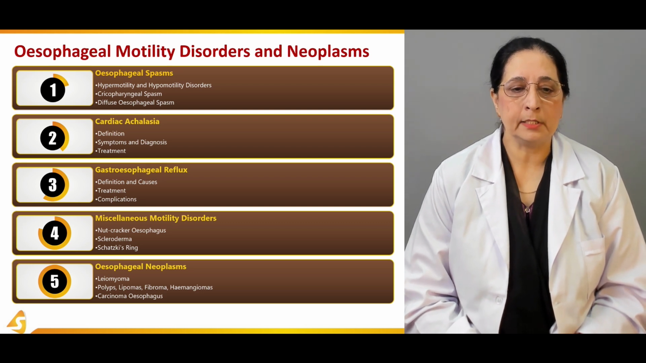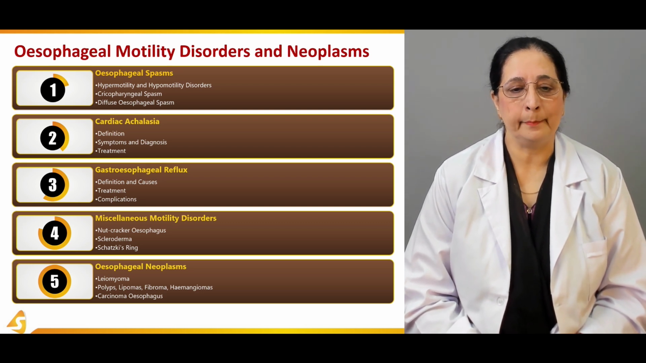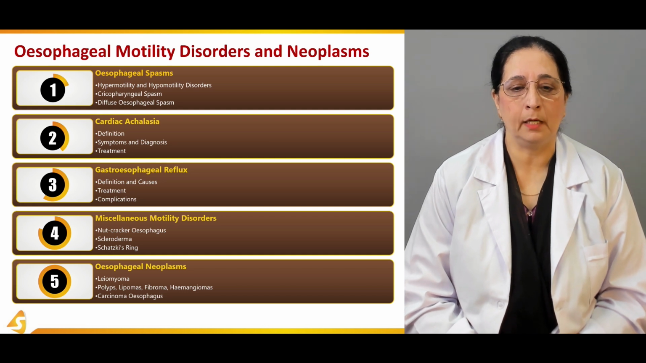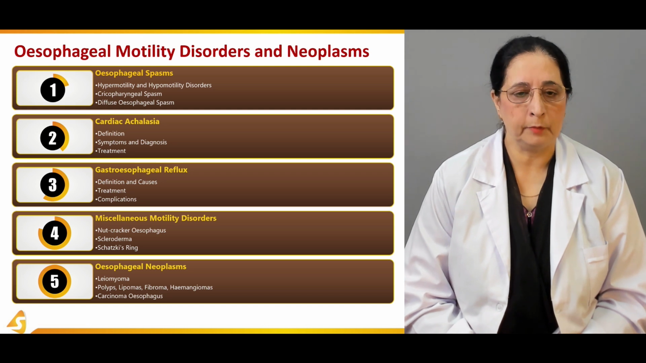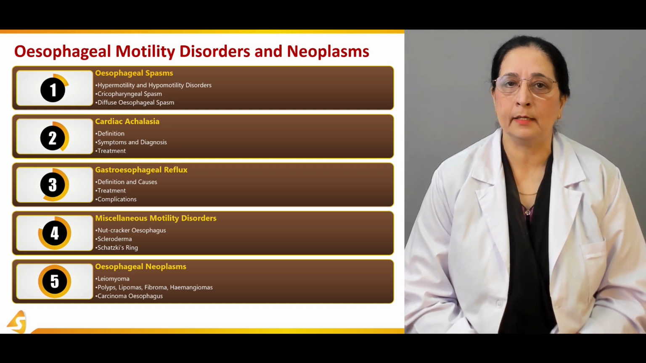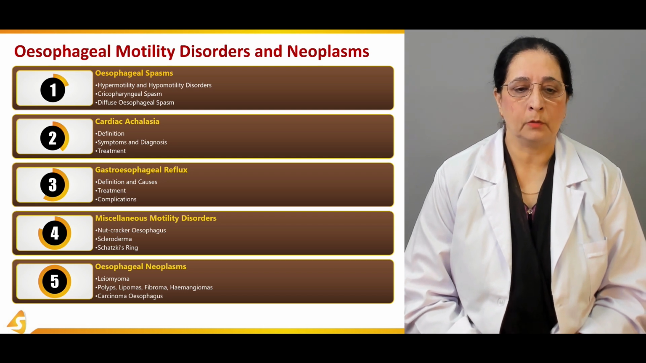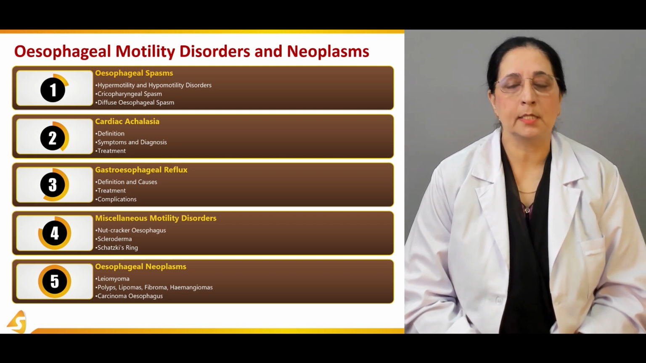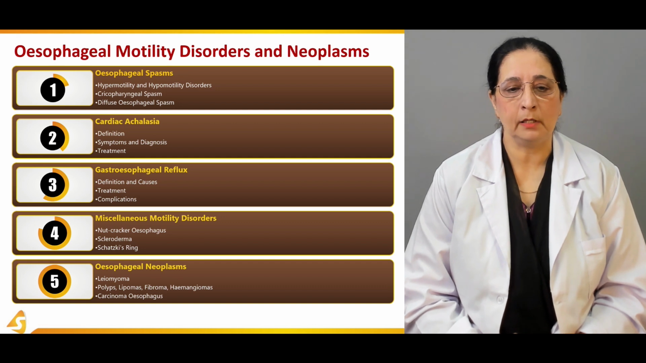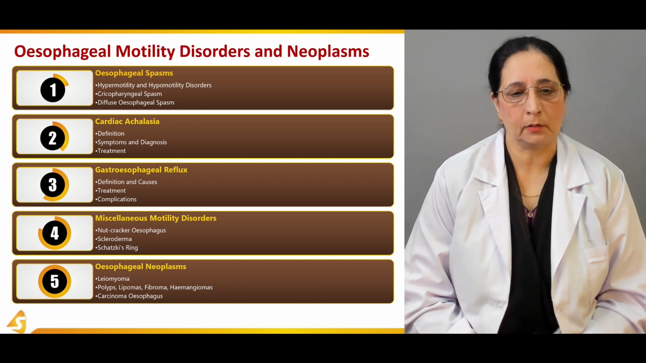Then in the fourth section, we will talk about some miscellaneous motility disorders of the esophagus, which will be nutcracker esophagus, scleroderma, and also Schatzki's ring. These all can cause motility disorder.